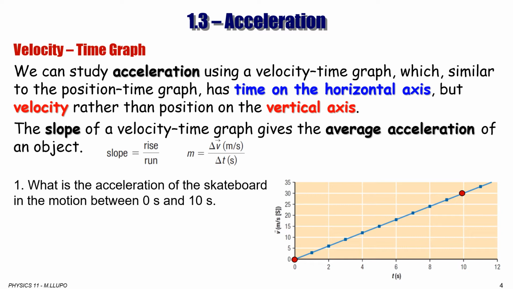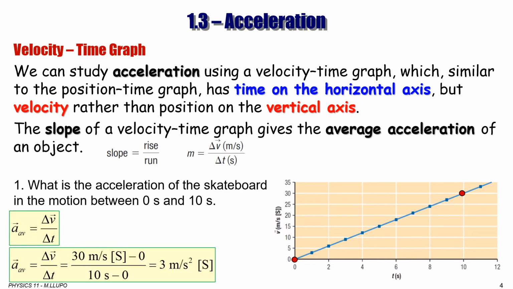Find the values of those 2 points. At 0 seconds, the value of velocity is 0, and at 10 seconds, the value is 30. So slope is a change in those values. So that's 30 minus 0 divided by 10 minus 0.